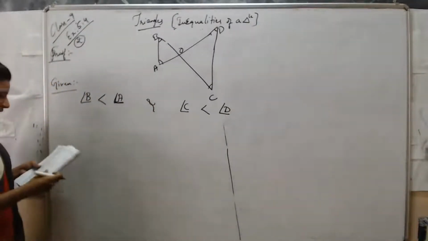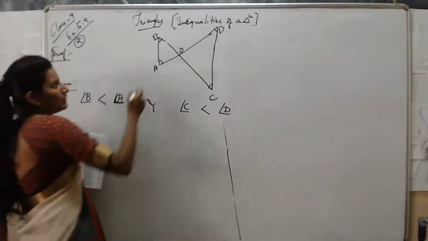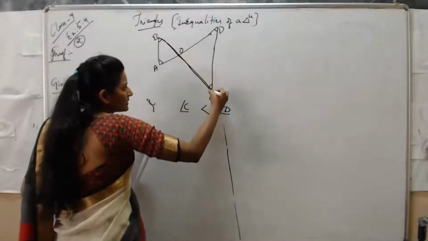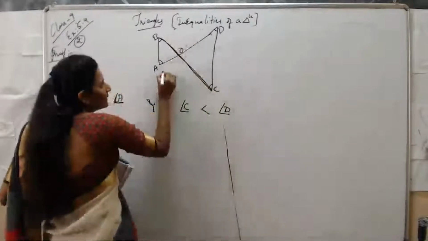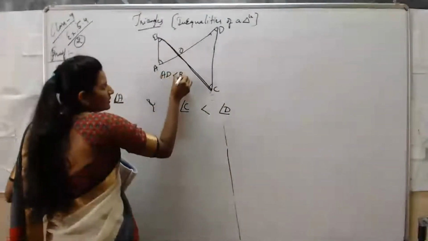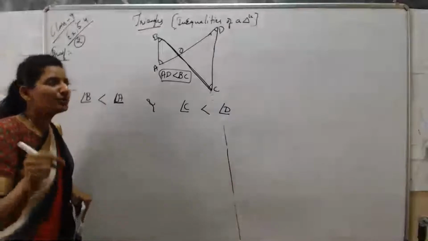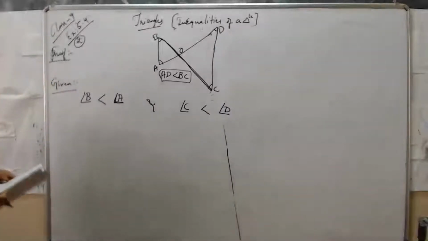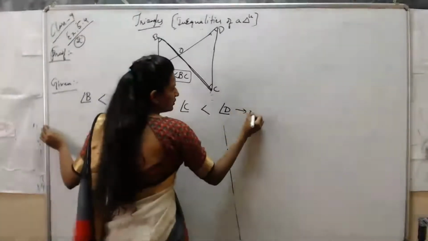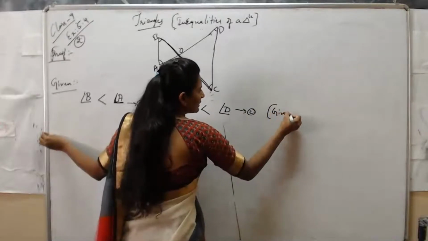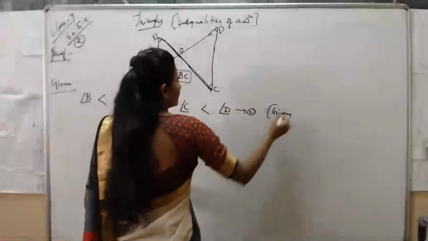From this, what can we prove? Show that AD is less than BC. Which is the longest side here? BC is the longest side and AD is the shortest side, which we have to prove. Now, see here. Take this equation as 1 and this equation as 2, which are given.